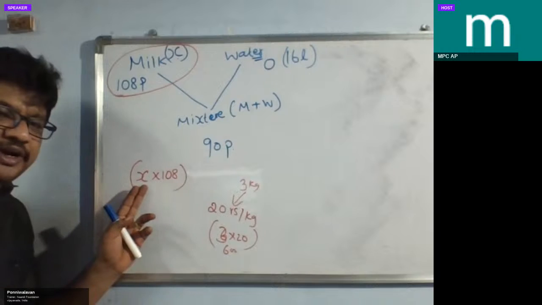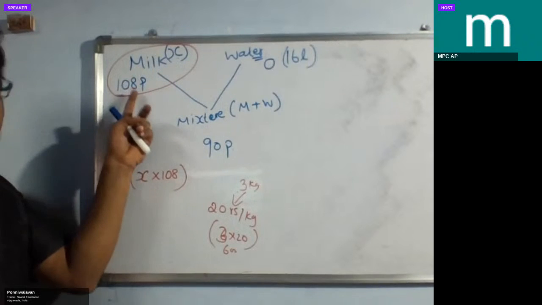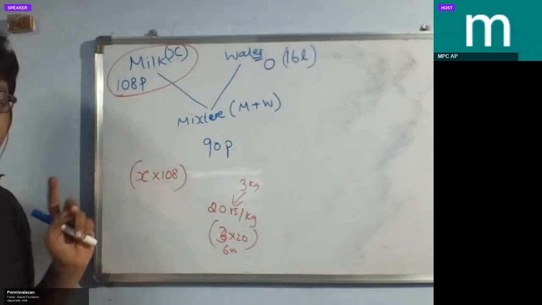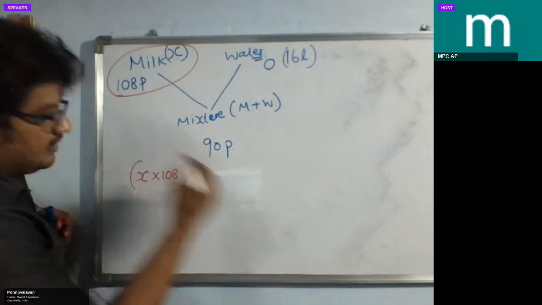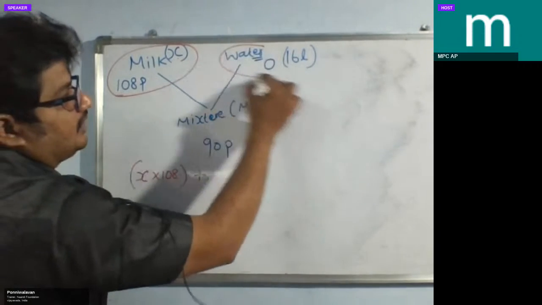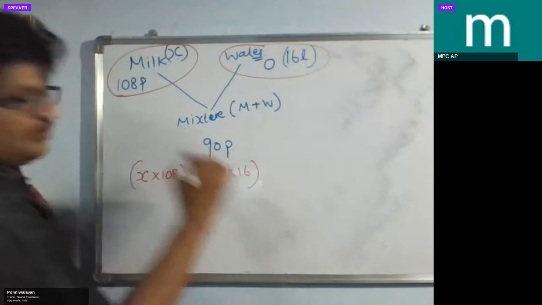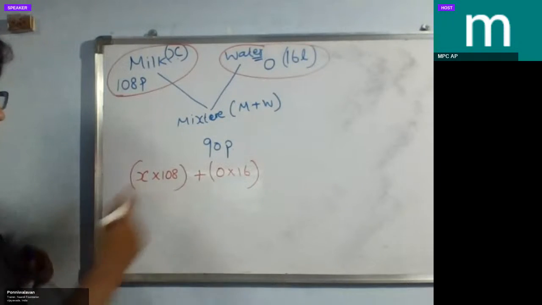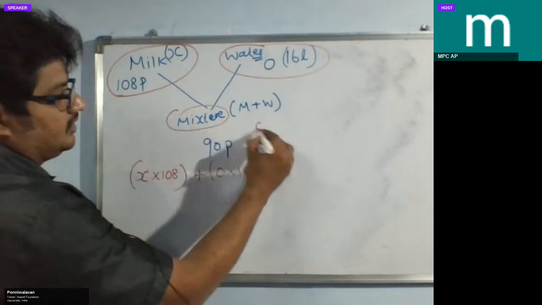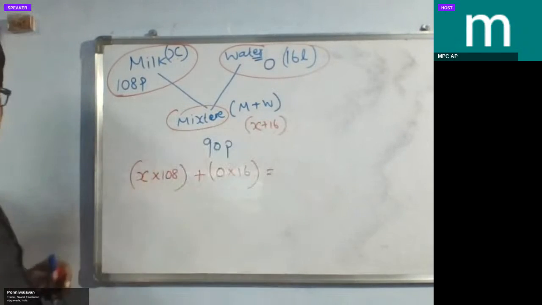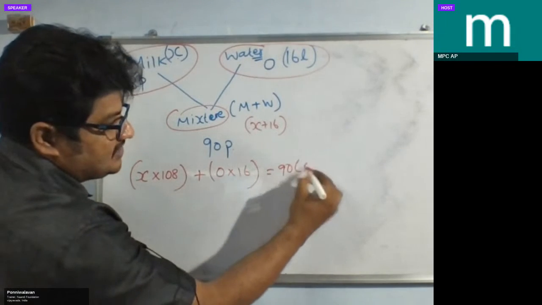Did you get this point or not? What is the total worth of pure milk? It is X liters at 108 paisa, so X into 108 paise. Plus, what is the total worth of this water? 0 into 16. So what is the worth of this mixture? Only 90 paise, or 90 into X plus 16?